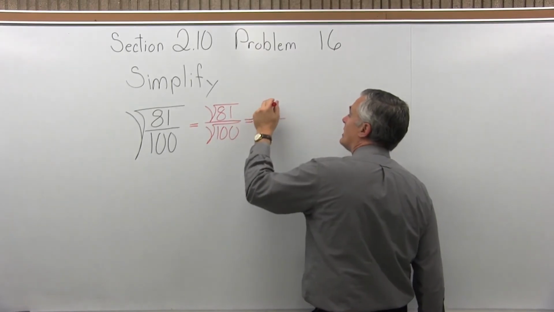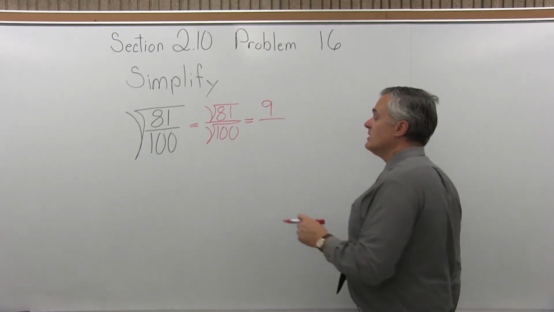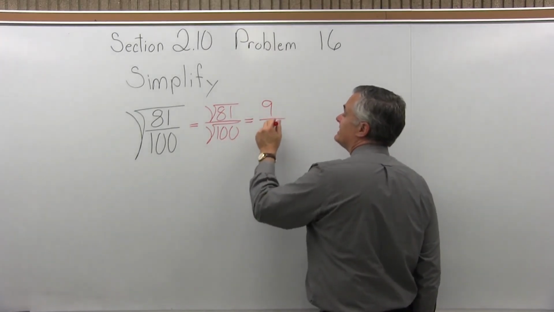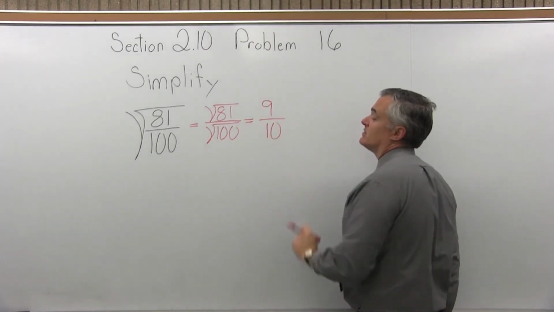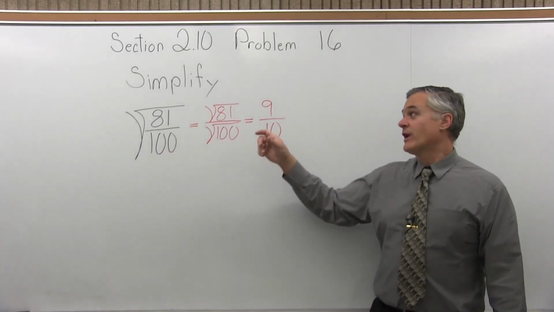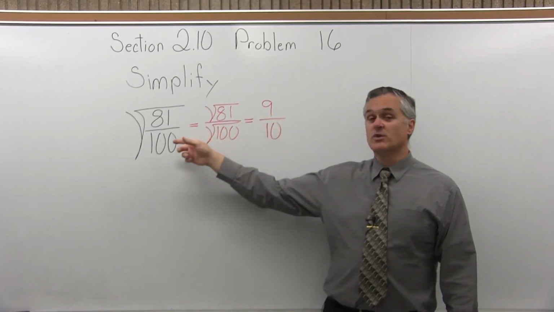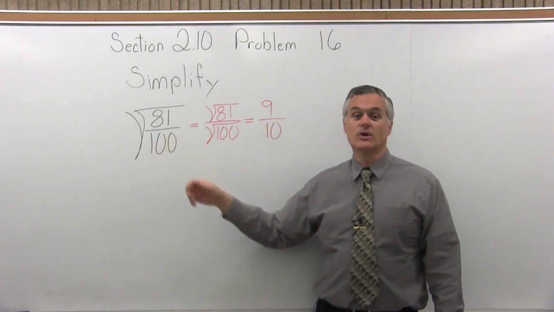Square root of 81 is 9, because 9 times 9 multiplies to 81. Square root of 100 is 10, because 10 times 10 is 100. So the square root of 81 over 100, one whole fraction, is 9/10, because 9 over 10 times 9 over 10 will give you back the value under the square root, the 81 over 100.